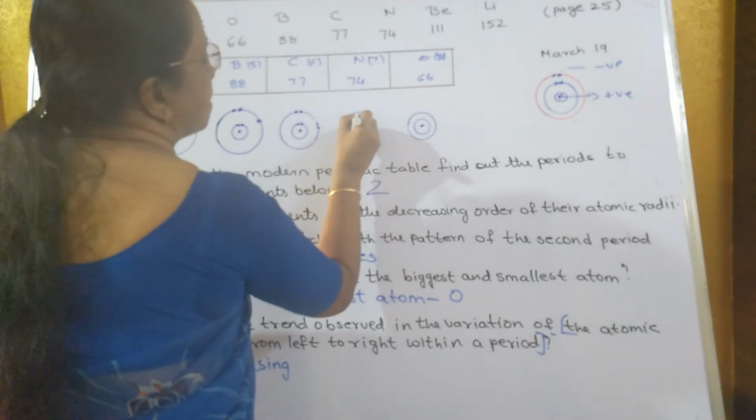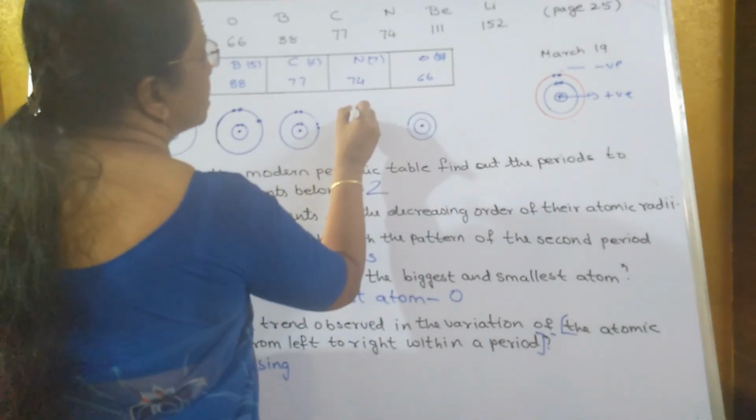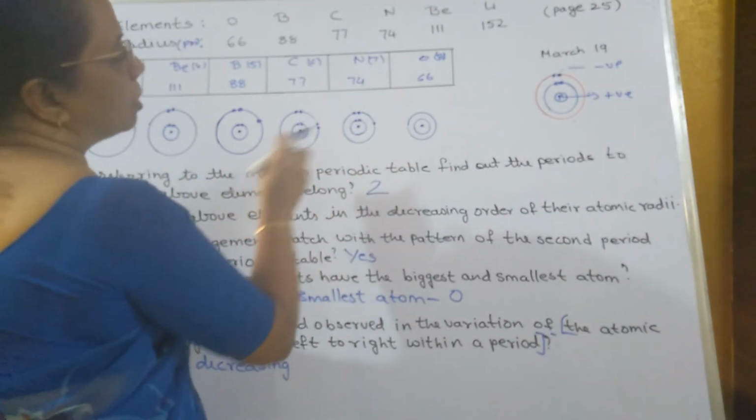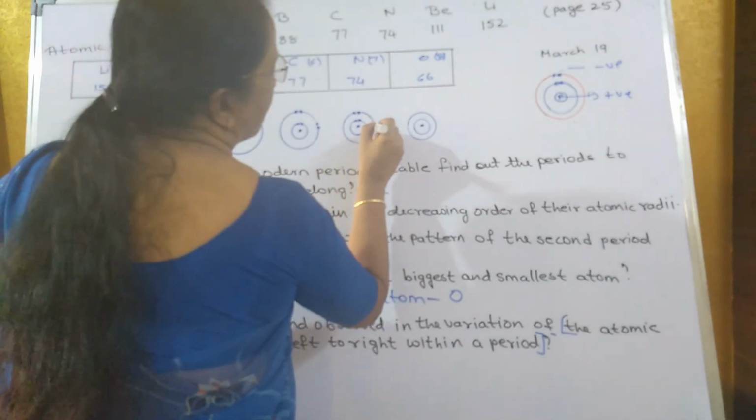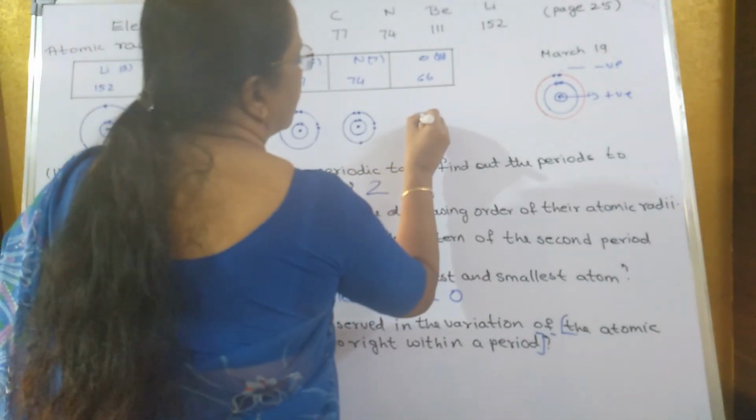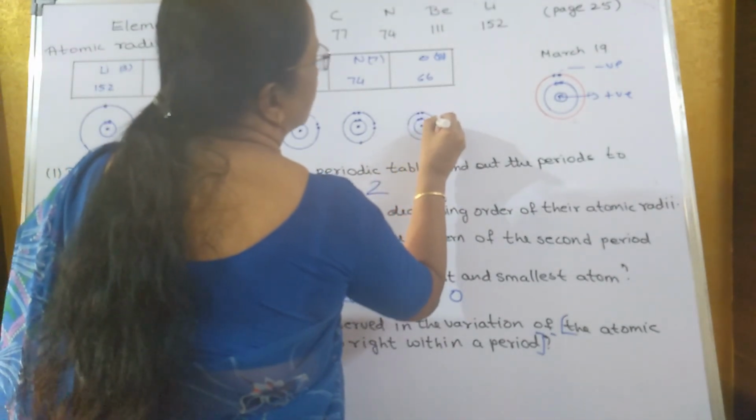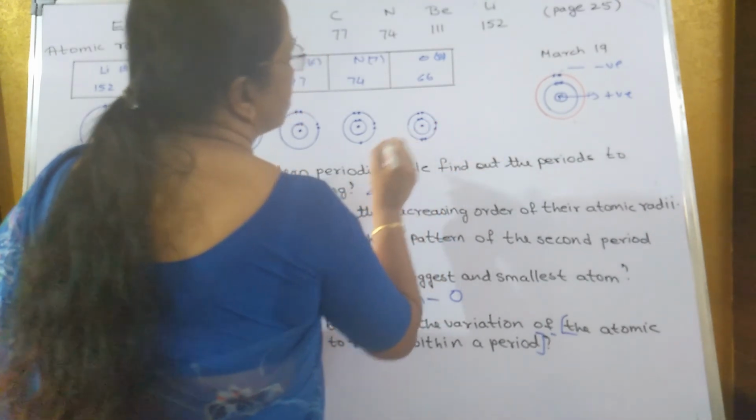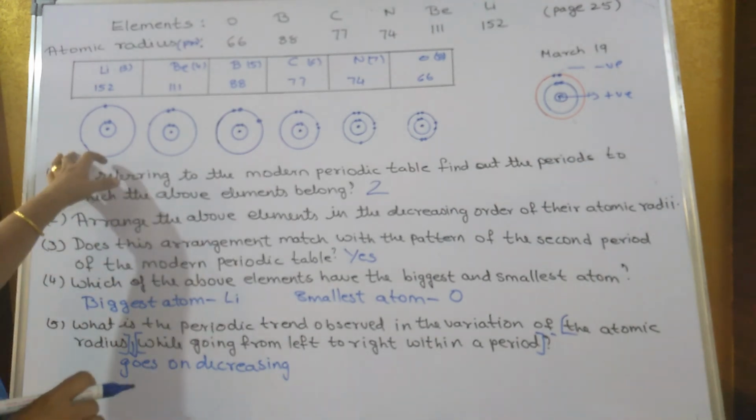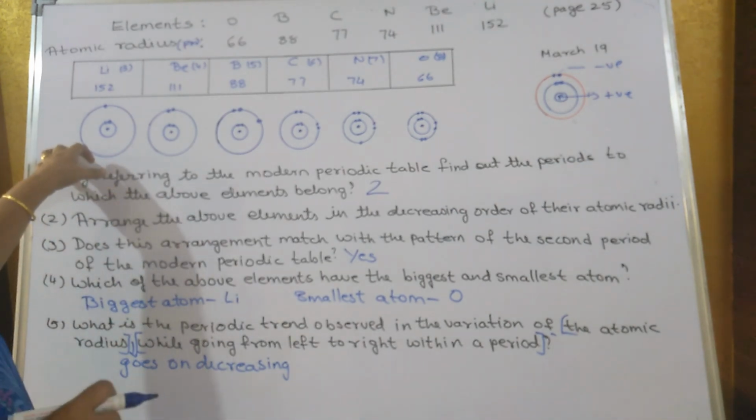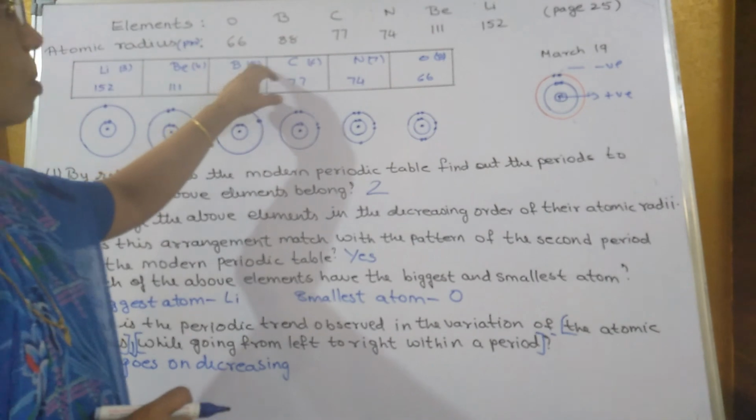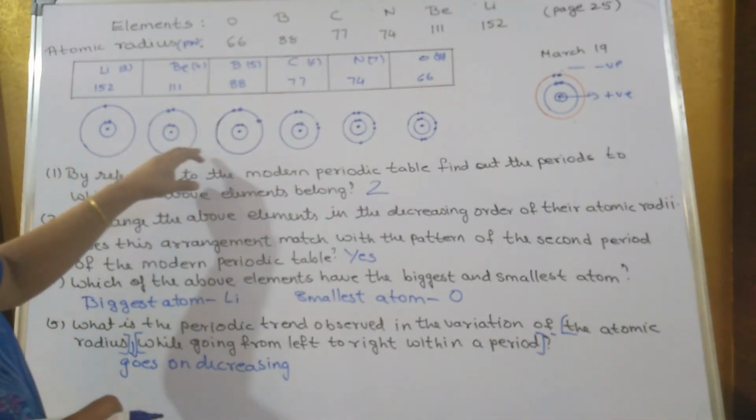Next one, it has 2 electrons in the first shell, and in the second shell it has 5 electrons. So the size becomes still smaller over here. Then 2 and 6 electrons in the outermost shell, so the size becomes still smaller. So what periodic trend do you observe in the atomic radius when you go in a period from left to right? As the atomic number goes on increasing, the size of the atom goes on decreasing.